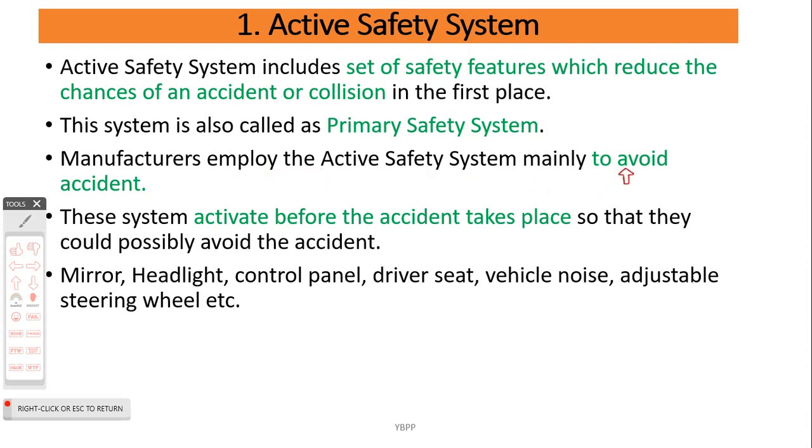Manufacturers employ the active safety system mainly to avoid accidents. This system activates before the accident takes place so that they could possibly avoid the accident. Means this type of system is nothing but a preventive system. For example, there should be proper mirrors, headlights should be of proper type, control panel, driver seat should be at proper height, minimum vehicle noise should be there, adjustable steering wheel. All these are the components of active safety system.